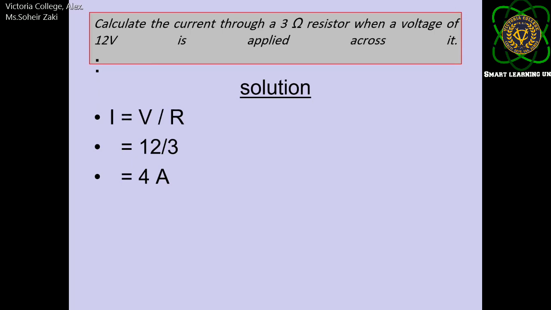And please don't forget to write the unit of the measurable parameter or the measurable property. So if we calculate the current intensity, we must write ampere at the end of the result, and if we calculate the potential difference, we must write the unit, which is the volt, and if we calculate the resistance, we must write the ohms beside the result.